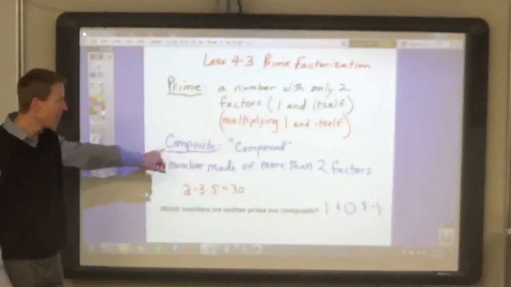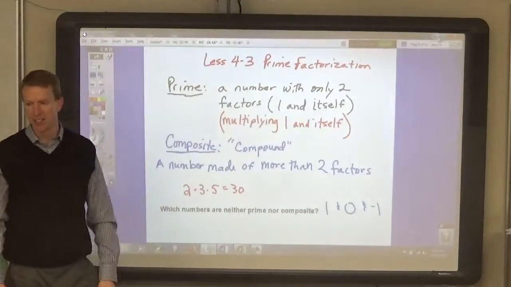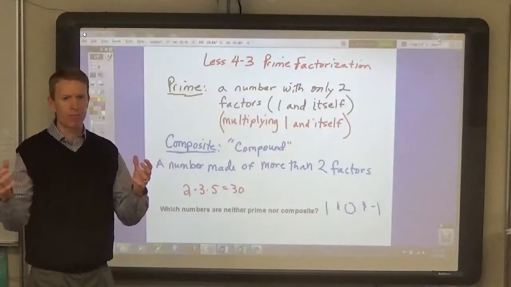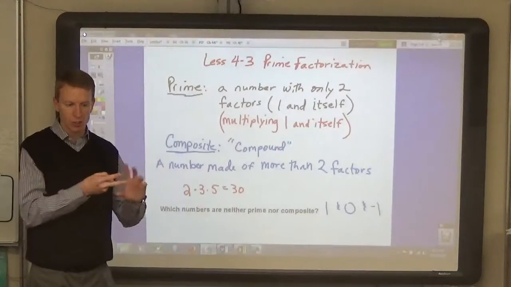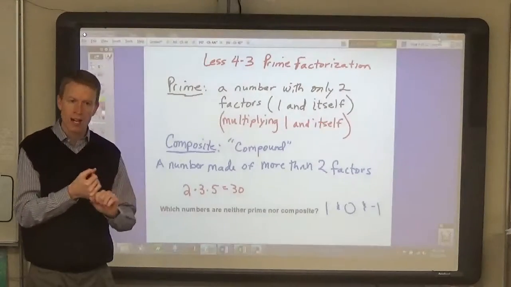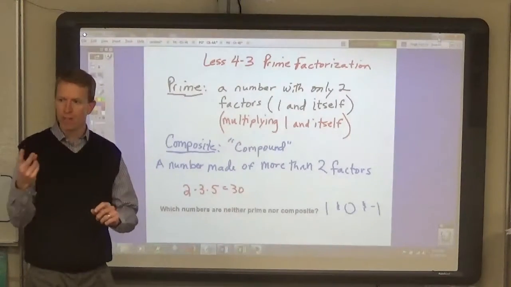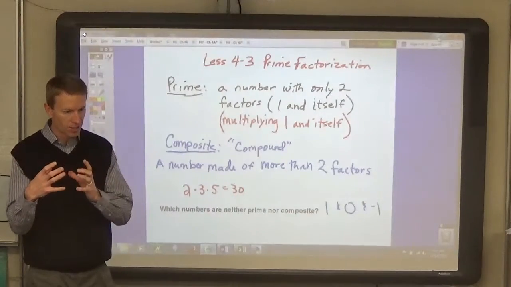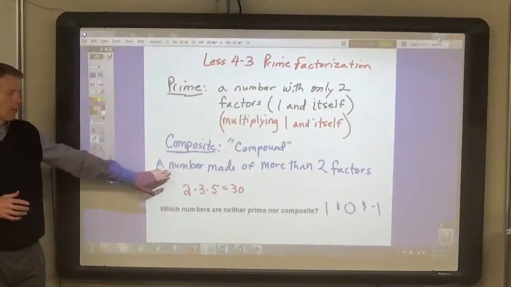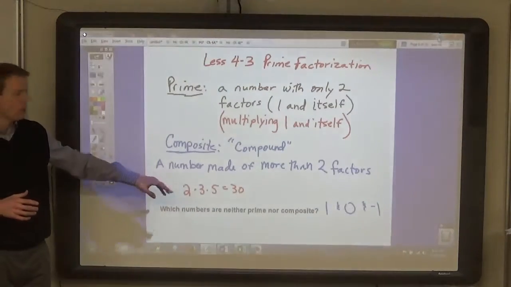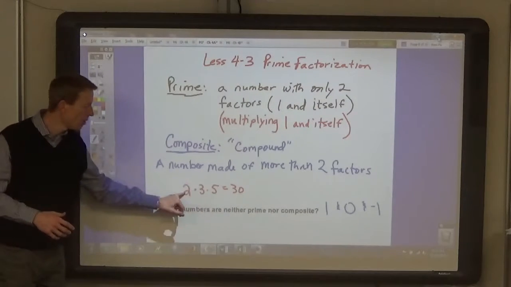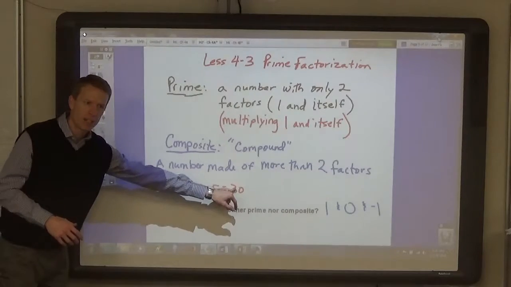A composite number is like a compound in science class. A compound is made of a number of different elements. For example, water uses 2 hydrogen atoms and 1 oxygen atom. It's made from 2 different elements to make the compound water. So in math, a composite number is a number that can be made with more than 2 factors. Like the number 30: 2 times 3 times 5. All of these are prime numbers, and they make the composite number 30.